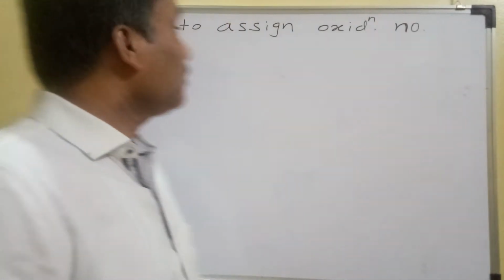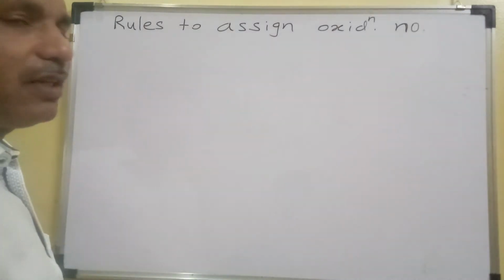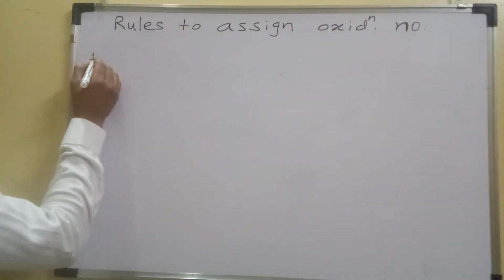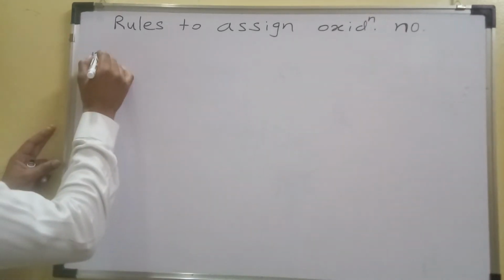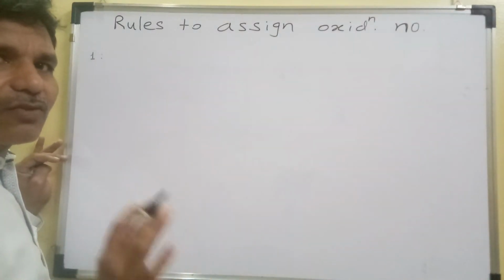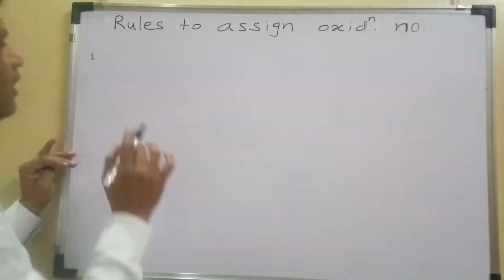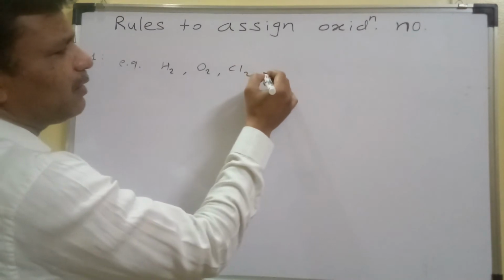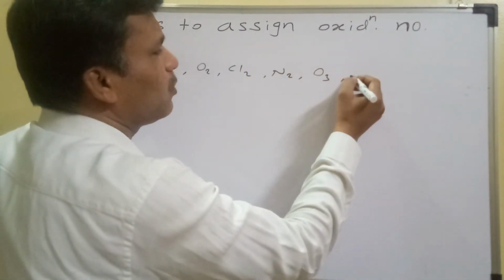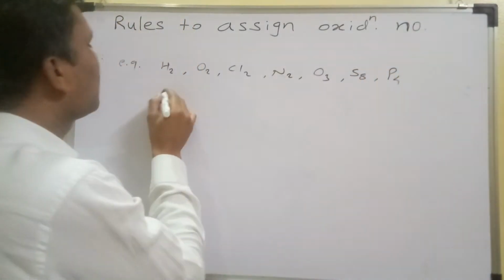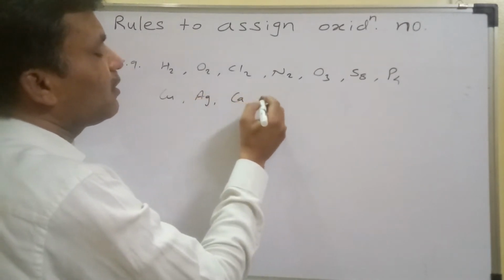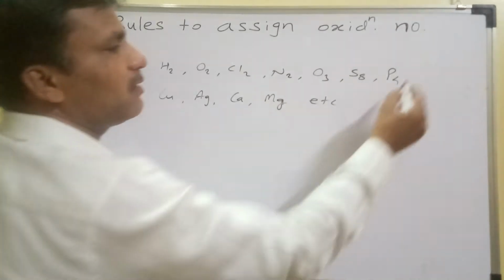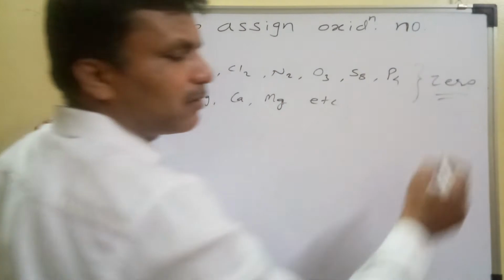Welcome. Today we'll see the rules to assign the oxidation number, and this is very important in balancing chemical reactions. First of all, we'll see the rules for the free atoms of an element. Free atoms, that means which are not in combined form, and the oxidation number of such atoms of an element is 0. Examples are hydrogen, oxygen, chlorine, nitrogen, then ozone, sulphur, phosphorus, copper, silver, calcium, magnesium, etc. All these atoms of an element in a free form have a 0 oxidation number.